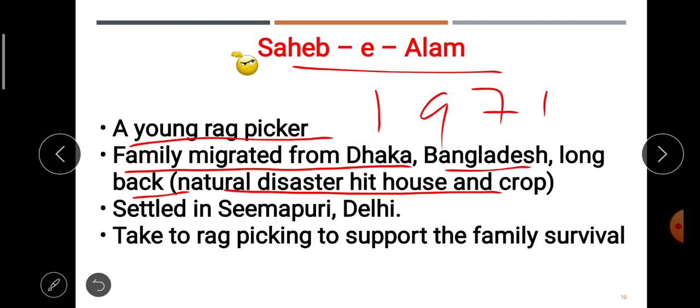So they did not have any means of survival left with them. So they thought of earning two meals a day. In hope of getting some job, they shifted from Dhaka to Delhi. And after reaching there, they settled at a place known as Seemapuri. They were not skilled people, they were not educated either. So they started rag picking as their profession, as their job.